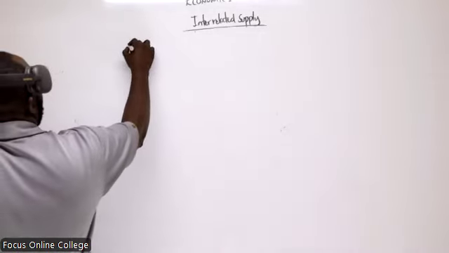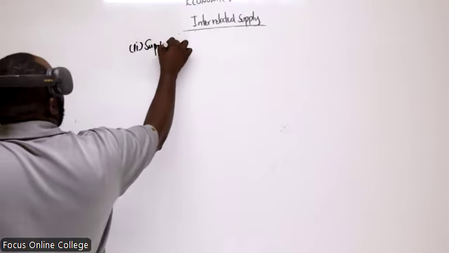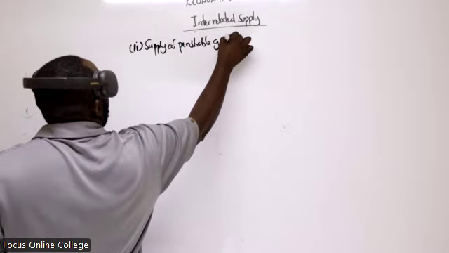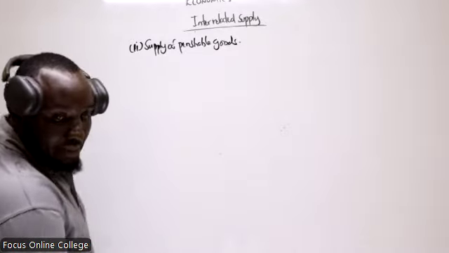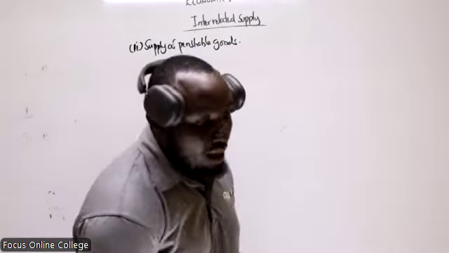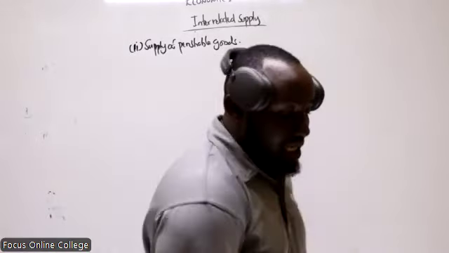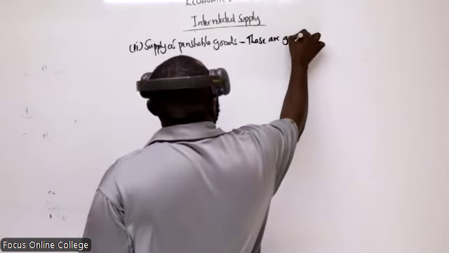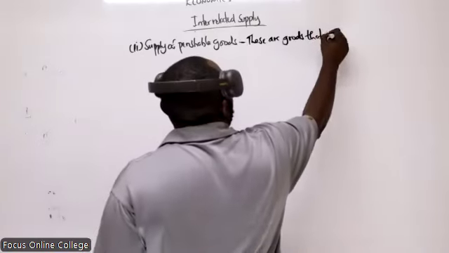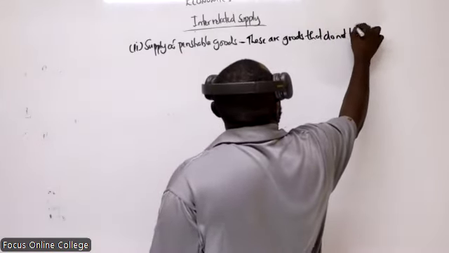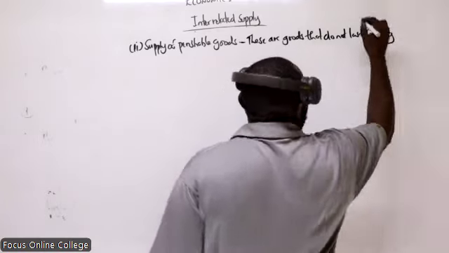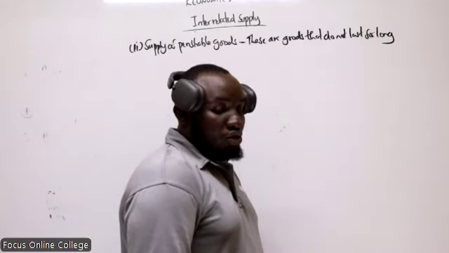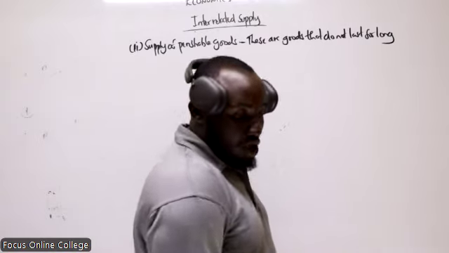Number 2 now is what we call supply of perishable goods. If you're supplying perishable goods, you're willing to even offer them at a lower price so that they don't go bad. These are goods that do not last for long.